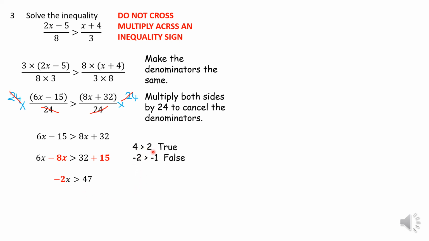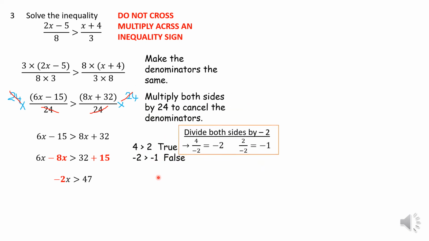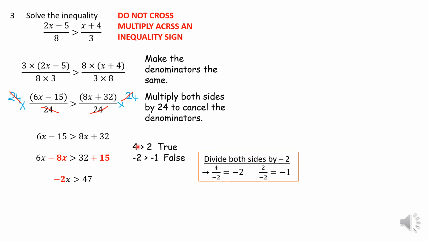We know that 4 is greater than 2. That is correct, is it not so? But is negative 2 greater than 1? Let's say I'm dividing this 4 by negative 2. When I did 4 divided by negative 2, I get negative 2.